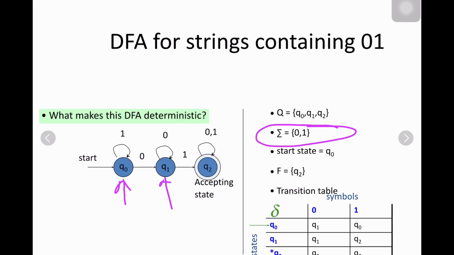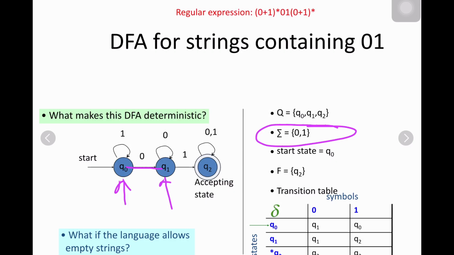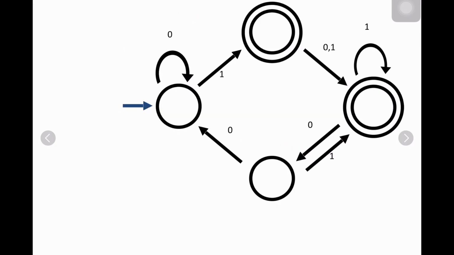At the same time, you have to look at whether there is any multiple transition on the same input. No, there is no multiple transition. Q naught on 0 has only one transition. If on the same input you have multiple transitions, definitely it is not a DFA. Keep that in mind. Also, this DFA is not accepting the empty string. Then what language is accepted? It contains 0 followed by 1: (0 or 1)* 0 1 (0 or 1)*. That is the language accepted.